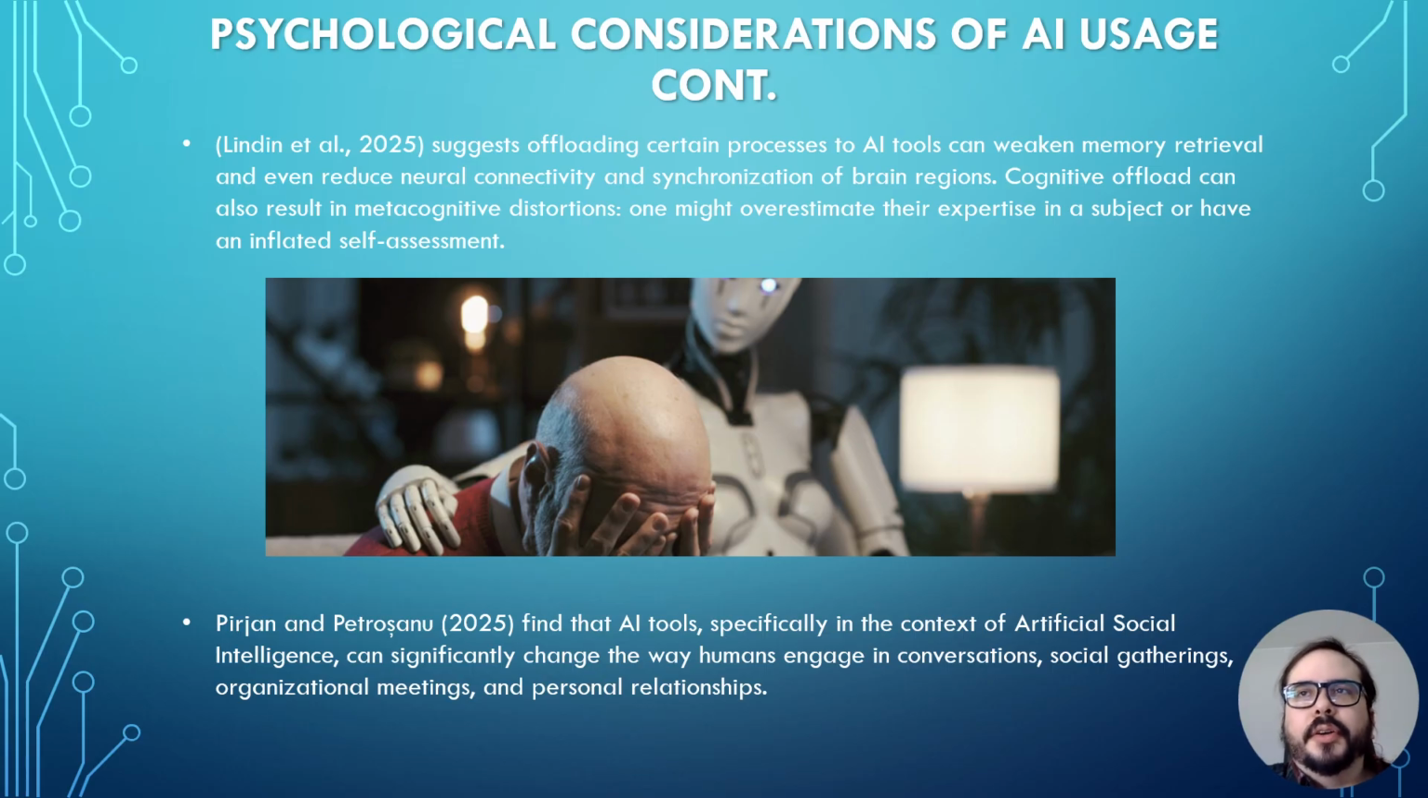So cognitive offloading involves basically outsourcing some thought processes to a machine. Now, this isn't a problem when you're using something like a calculator to conduct calculations that will take too much time, but it does become a problem when you outsource your creative skills and your critical thinking to a machine. This can actually weaken memory retrieval and even reduce neural connectivity and the synchronization of brain regions. So your brain literally neurologically becomes damaged from over-reliance on this AI and cognitive offloading.